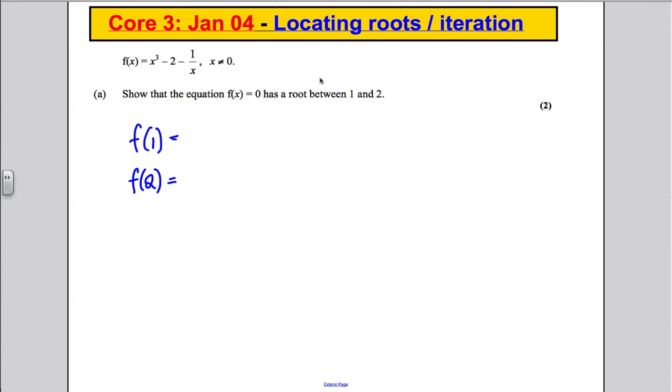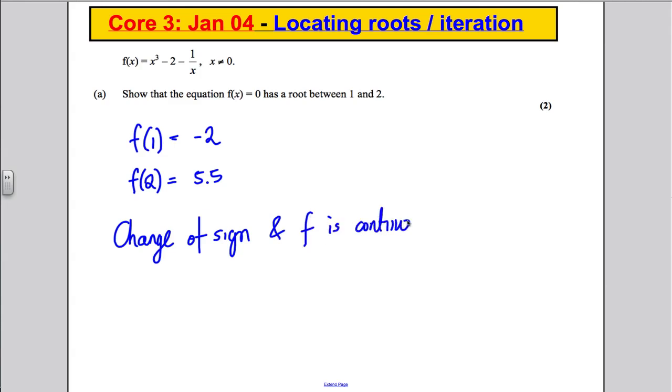So our function is x cubed subtract 2 subtract 1 over x. And we're going to work that out for x is 1. If you substitute x is 1 in here, you get -2. If you substitute in 2 in there, you get that the function is 5.5. Change of sign, you always write the same thing, change of sign, and f is continuous. And this is telling us, therefore, root between x is 1 and x is 2.